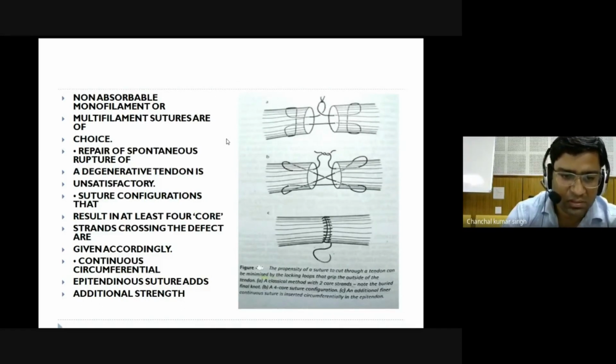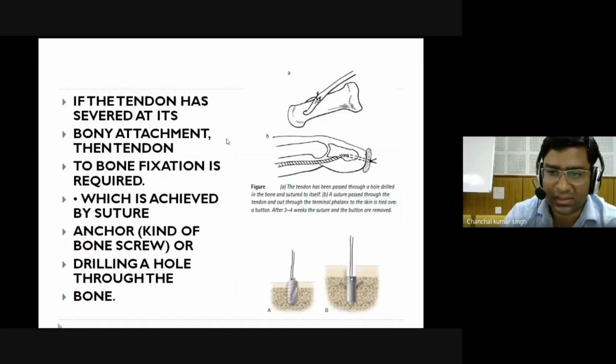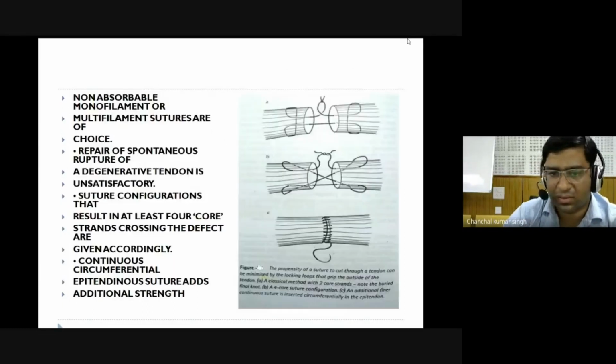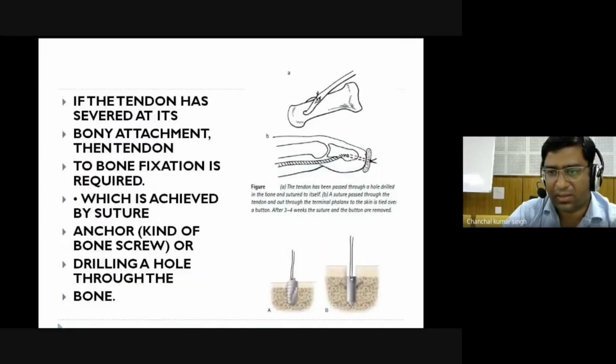So these are different suture techniques. If you have avulsion, you are going to fix it from the bony attachment. Then there are various techniques. This is a button technique, where you take the tendon through the suture and fix it through the button on the skin surface. Later, you just pull the suture off and cut it, and there is fibroelastic tissue forming at the bone and the tendon site.